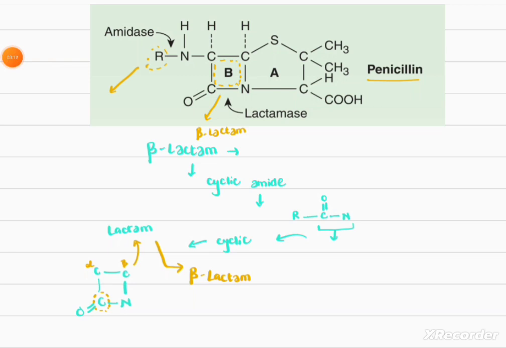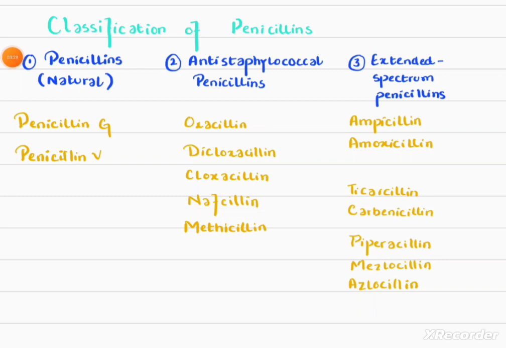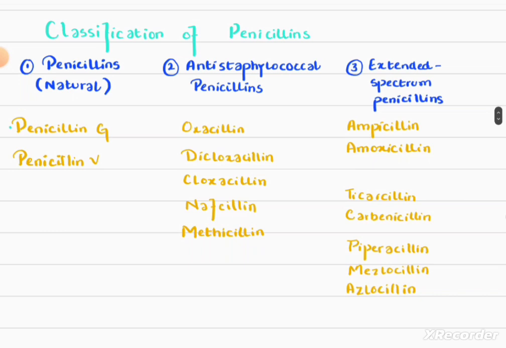Now let's move towards the classification of the penicillins, now that we have understood the chemistry and what a beta-lactam is. The penicillins are classified into three basic classes. The first one is the natural penicillins. It has two drugs, penicillin G and penicillin V. These are the prototypic, or the parent drugs of this class of drugs.